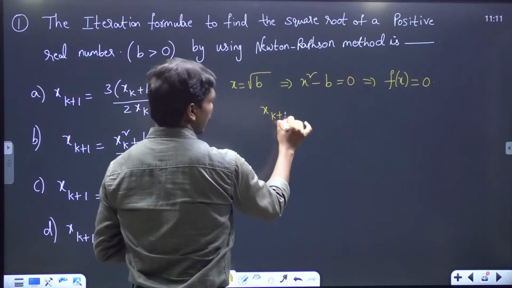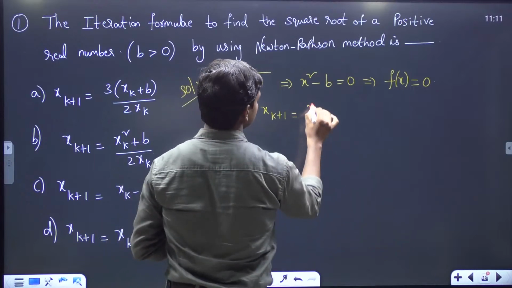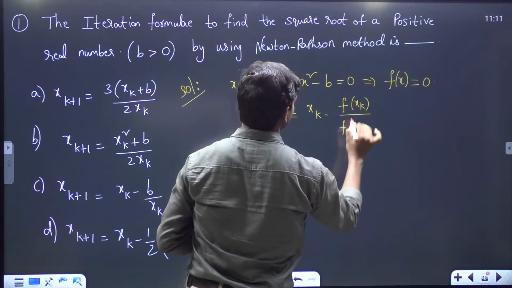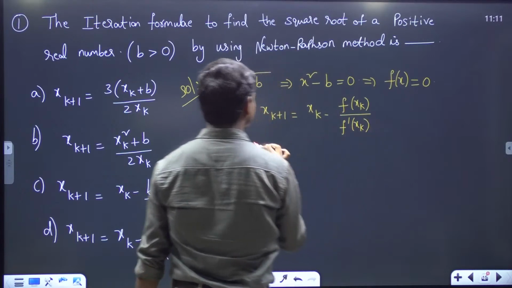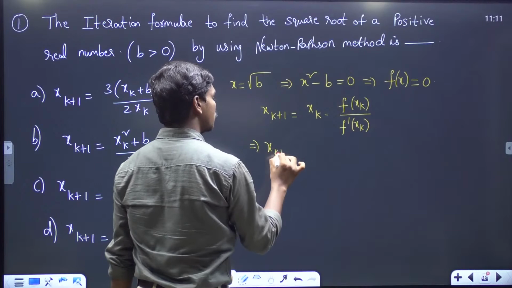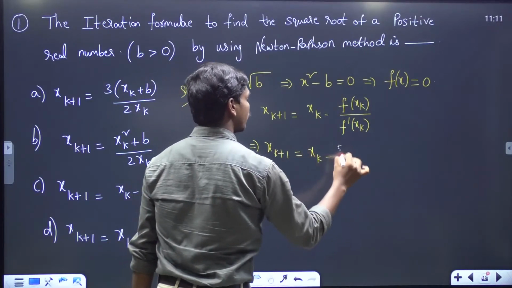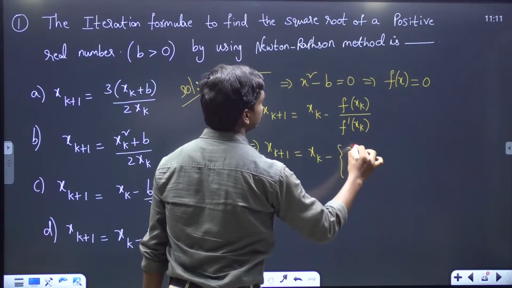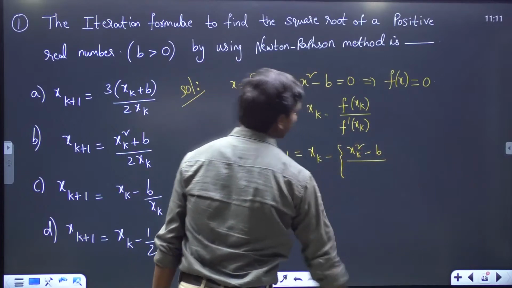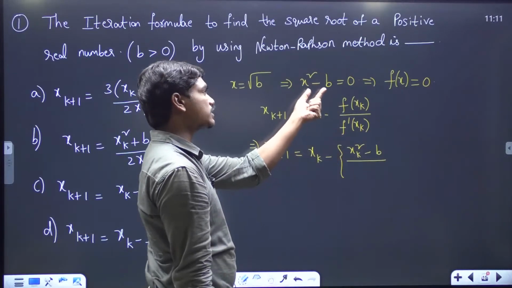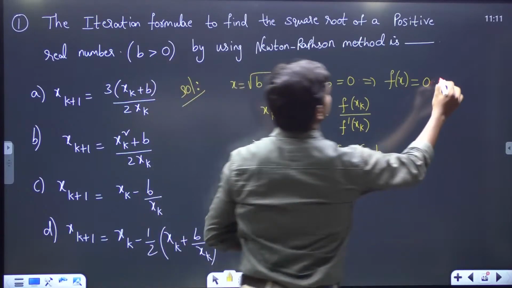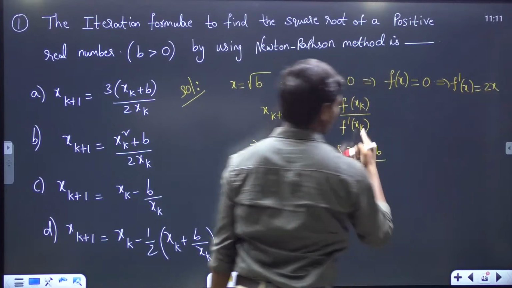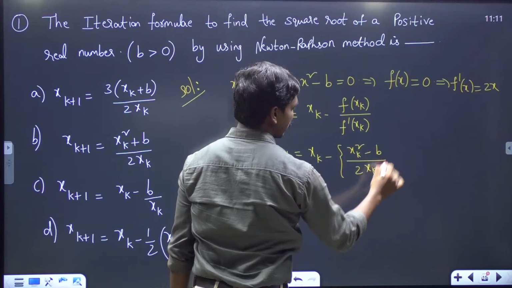xk plus 1 is equal to, I will be doing along with you, so please you also try. We have xk minus f of xk divided by f dash of xk. So xk plus 1 is equal to xk minus f of xk, which is xk square minus b, divided by f dash of xk. If x square minus b is f of x, this implies f dash of x is equal to 2x. So f dash of xk is 2 times xk.